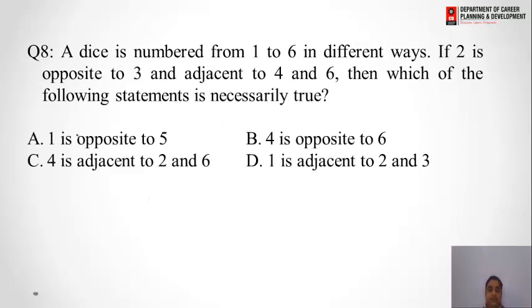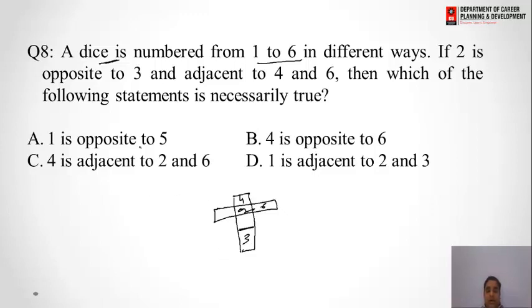Next one. A dice is numbered from 1 to 6 in different ways. If 2 is opposite to 3 and adjacent to 4 and 6, now in this what we need to do? Just form any sort of sheet like the different forms we discussed before. As I said, in different ways. 2 is opposite to 3. Suppose 2 we have here and 3 we have on the opposite part. And if 2 is opposite to 3 and adjacent to 4 and 6, which of the following statements is necessarily true?